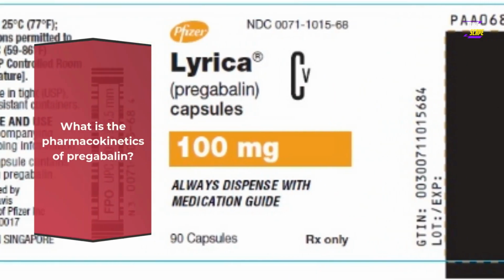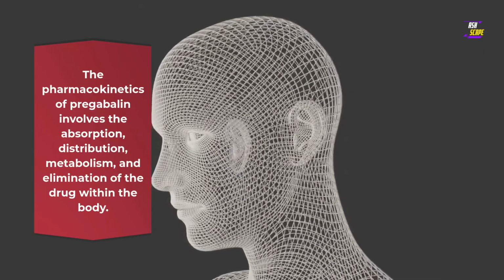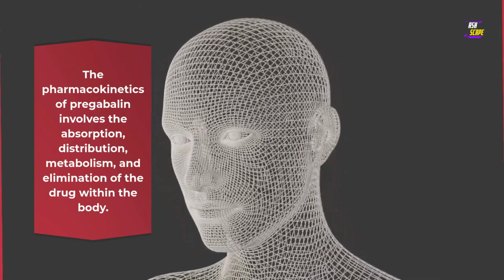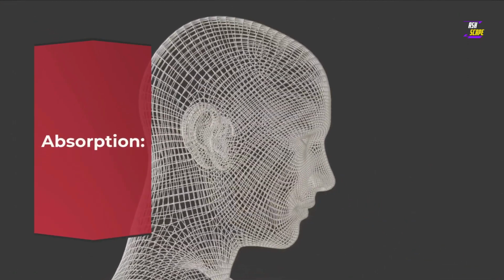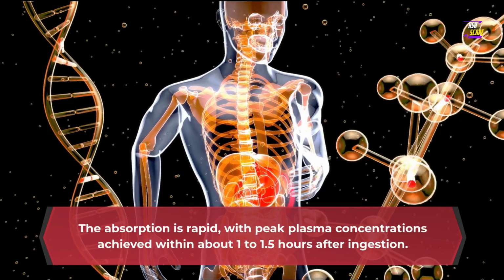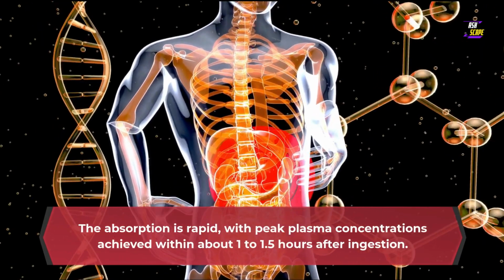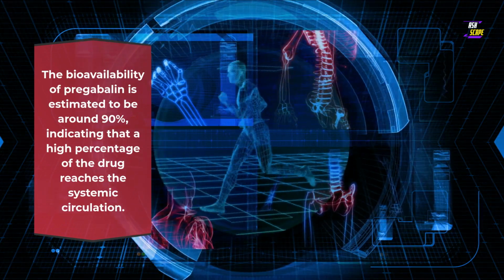What is the pharmacokinetics of pregabalin? The pharmacokinetics of pregabalin involves the absorption, distribution, metabolism, and elimination of the drug within the body. Here are the key aspects of pregabalin's pharmacokinetics. Pregabalin is well absorbed after oral administration. The absorption is rapid, with peak plasma concentrations achieved within about 1 to 1.5 hours after ingestion. The bioavailability of pregabalin is estimated to be around 90%, indicating that a high percentage of the drug reaches the systemic circulation. Distribution.